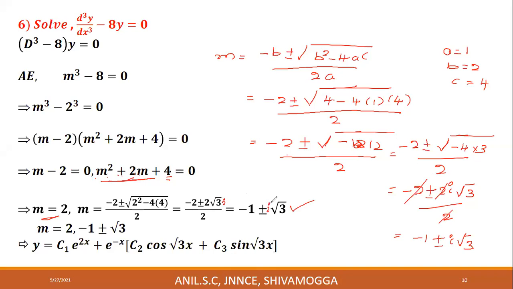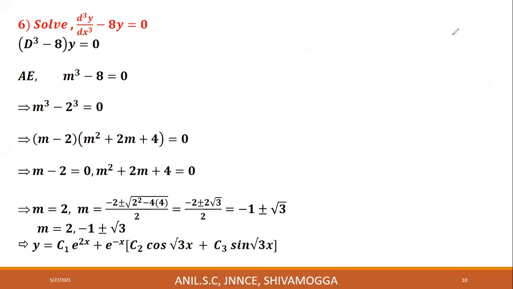Now write the solution. How to write the solution? We have roots m is equal to 2, minus 1 plus or minus i into root 3. We have three roots. m is equal to 2 is one root, minus 1 plus i into root 3 is one root, minus 1 minus i into root 3 is the other root. Collectively, we have three roots.